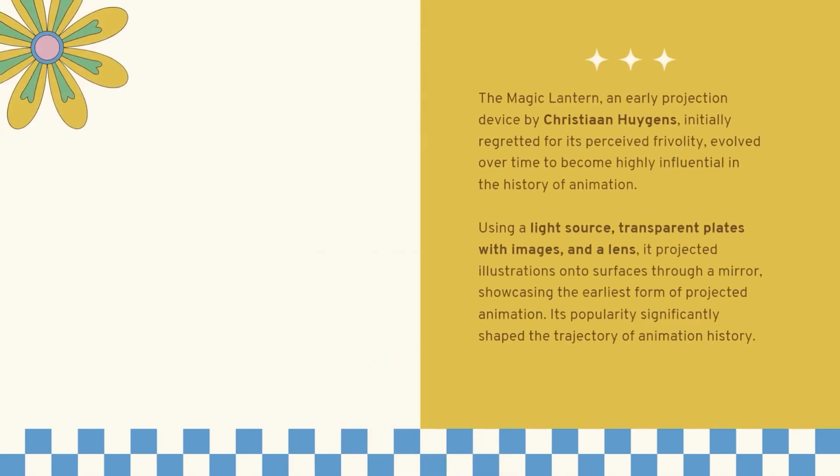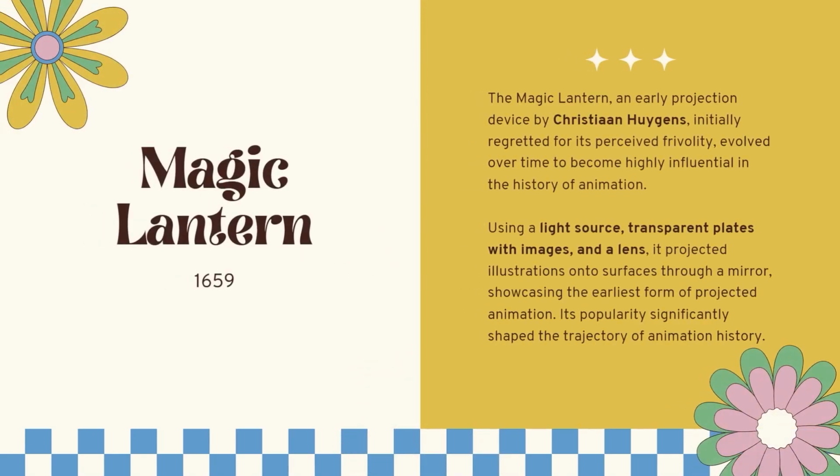The first tool that we would discuss is the magic lantern, made in 1659. So this is the earliest known animation device on the list. The magic lantern is actually an early image projection device, so it was not made purely for animation. The magic lantern is also considered the forerunner of modern projectors.